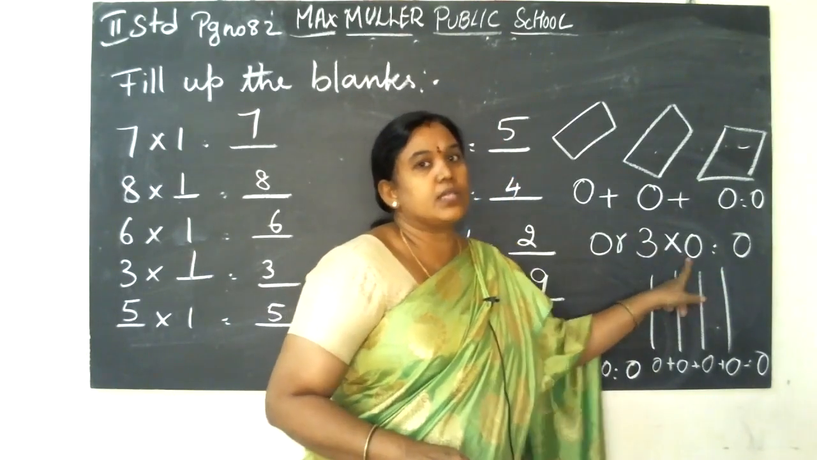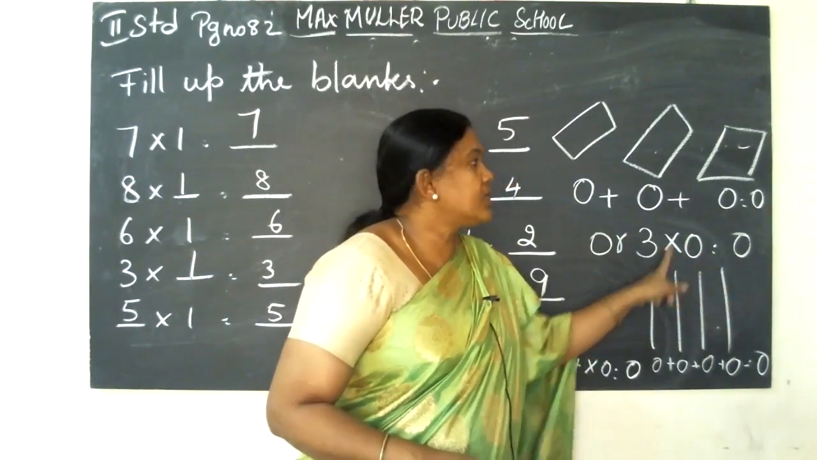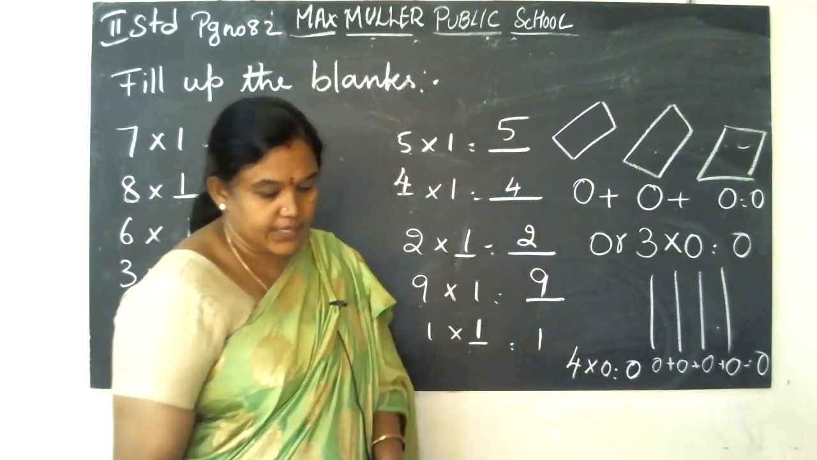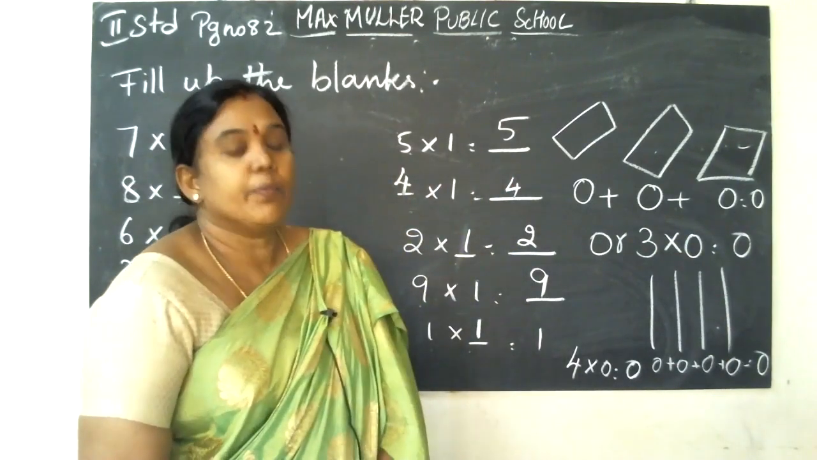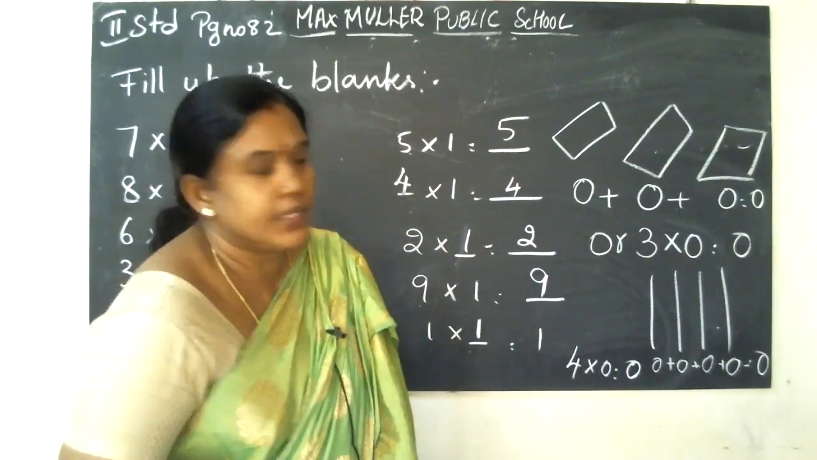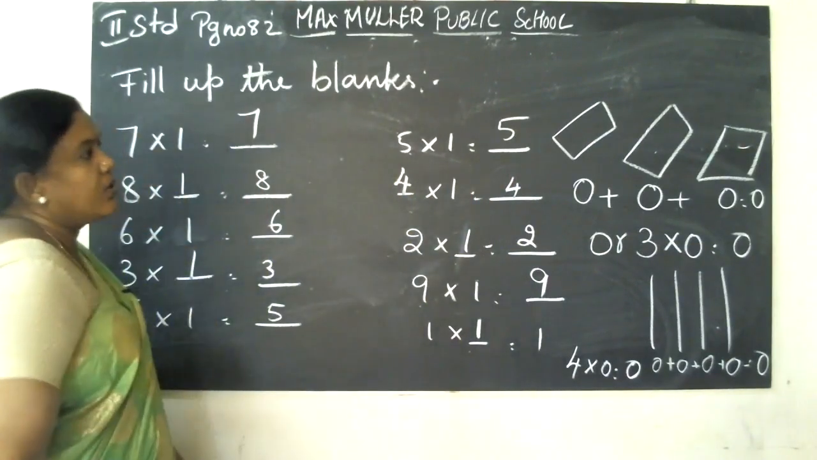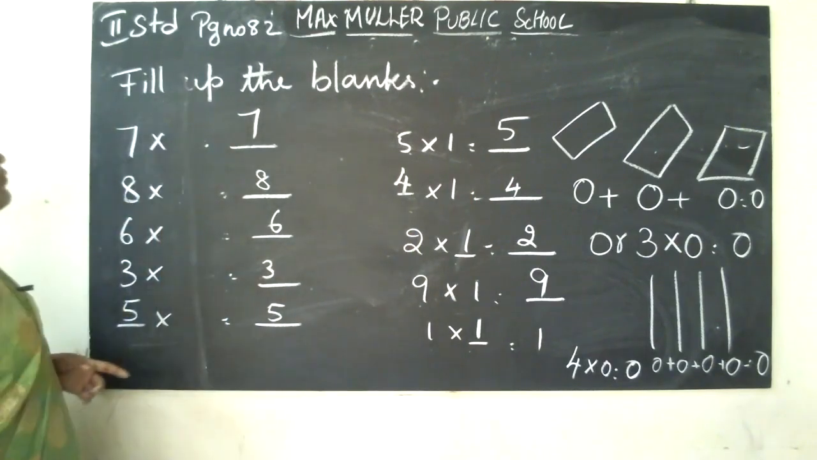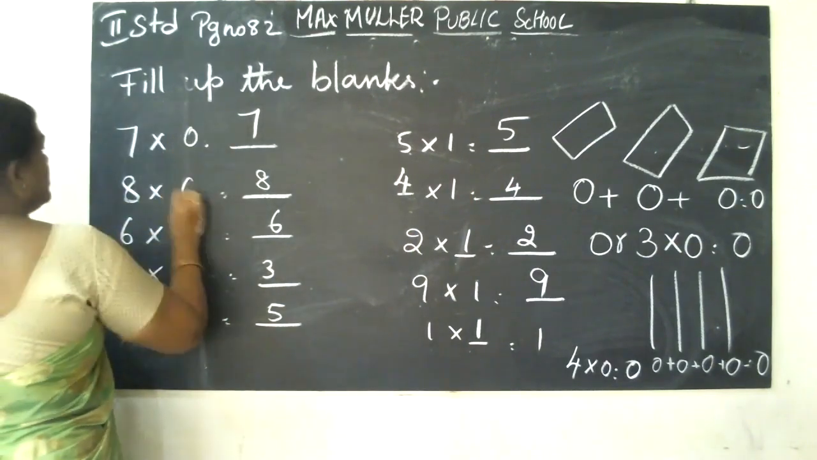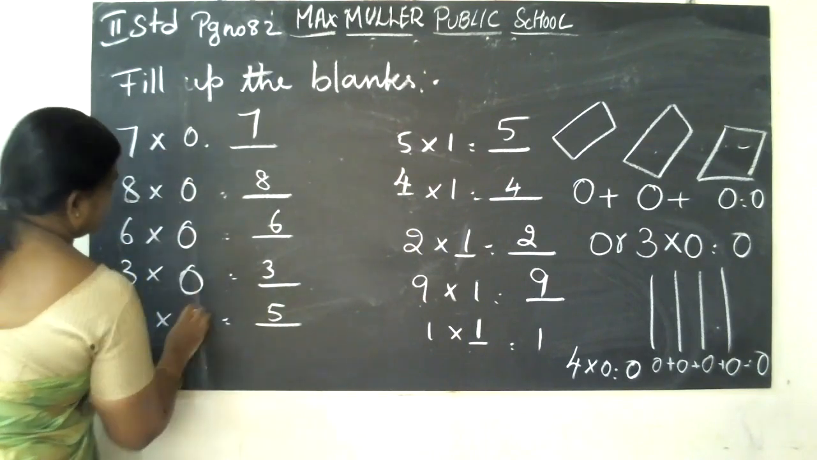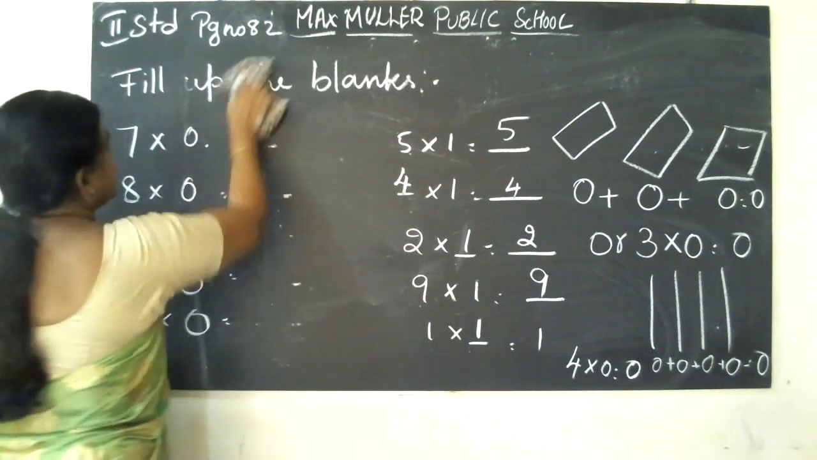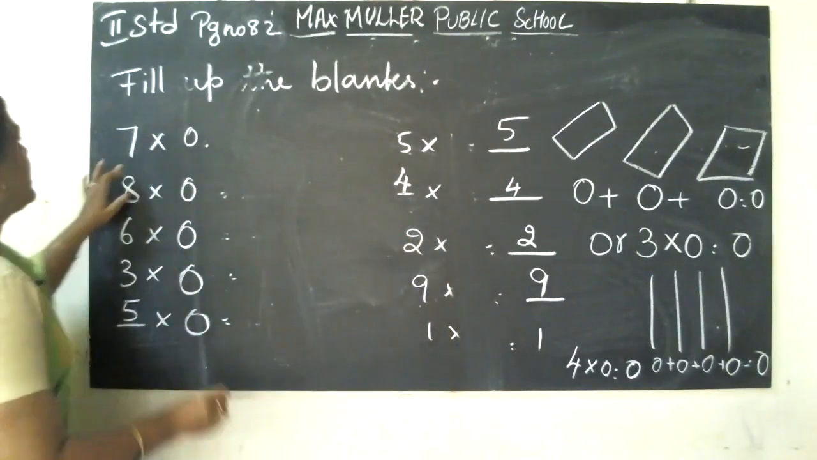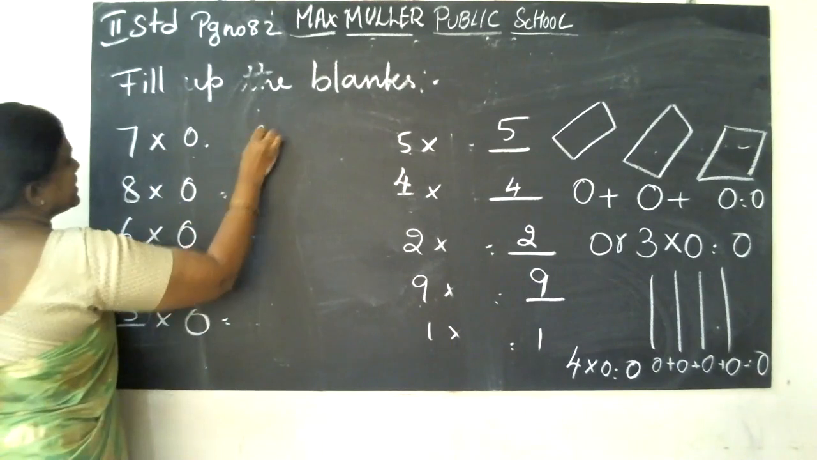3 zeros are 0. 4 zeros are 0. Here 4 zeros are 0. Like that only. Therefore, when we multiply any number by 0, we get 0 only. See, if we multiply with 0, this is an example, some children don't write it. See, if we multiply with 0, you will get 0 only.